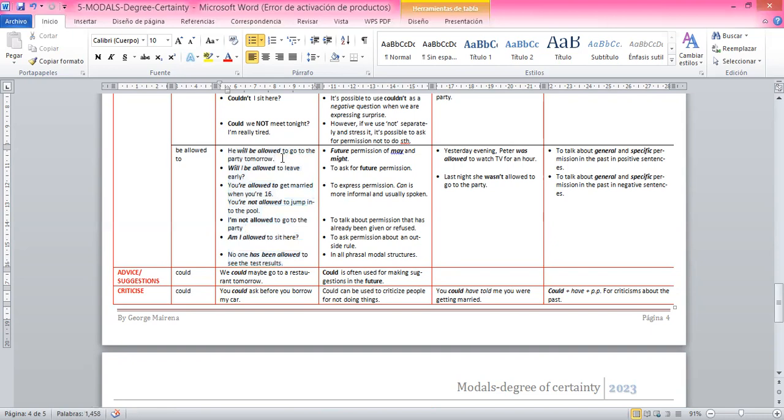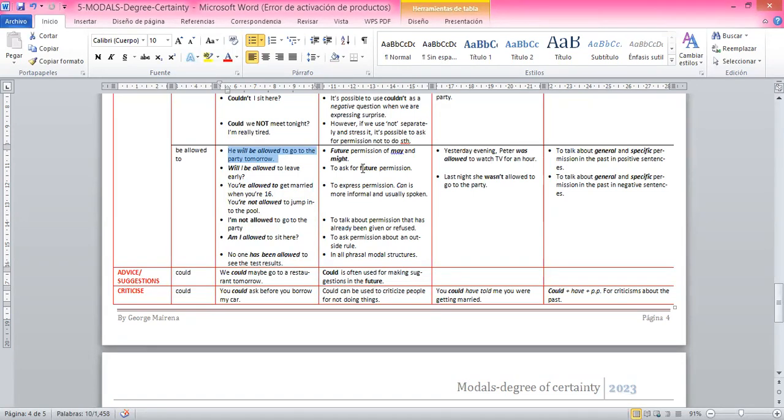Let's analyze these. The first one, which grammar tense is this? Go to the party tomorrow. Yeah, the future. Future permission of may and might in that case, because you cannot say I will may or I will might. That doesn't exist. It doesn't add up. So instead of using may or might in the future, you have to use be allowed to.